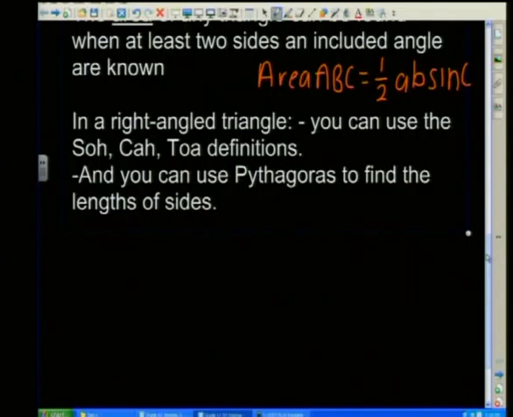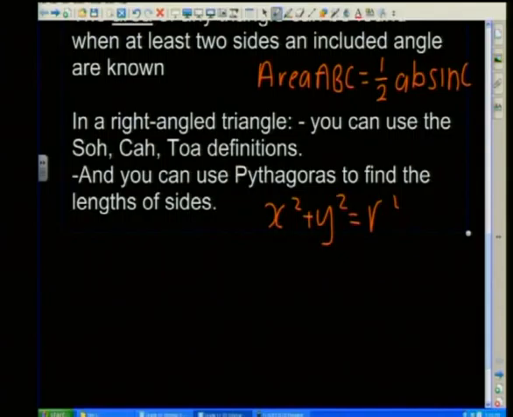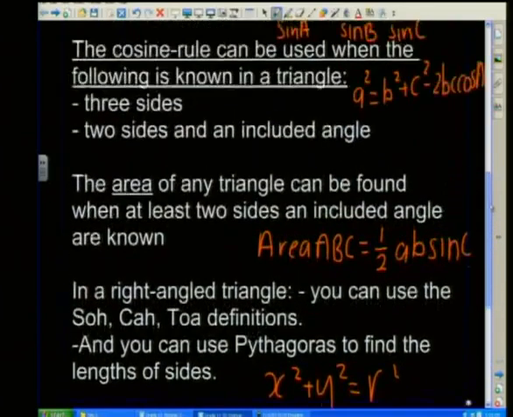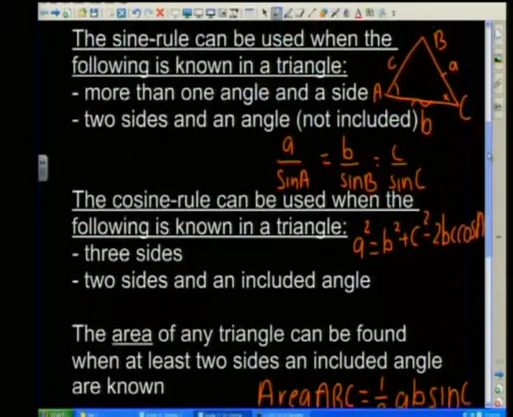If you have at least two of the sides, you can also use Pythagoras' theorem. Remember that one, where x squared plus y squared is equal to r squared. So if you've got any two lengths in a right angle triangle, then you can find the other one using Pythagoras. All right, so that's just a brief recap of what we did last week.